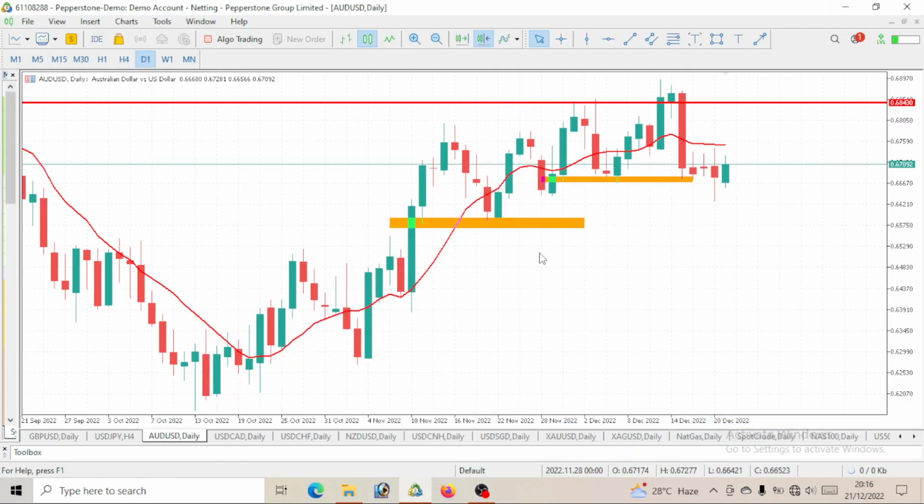So let's take a look at this price here, which is AUD USD. Let's try and see what this price will be doing for the next day, which is the 22nd.